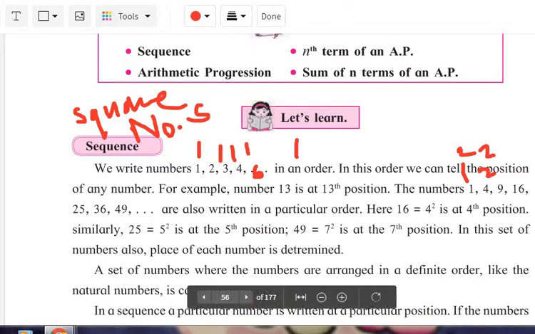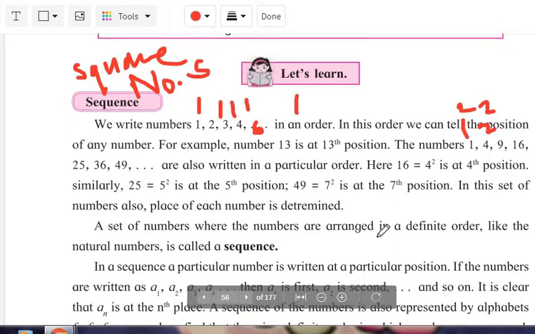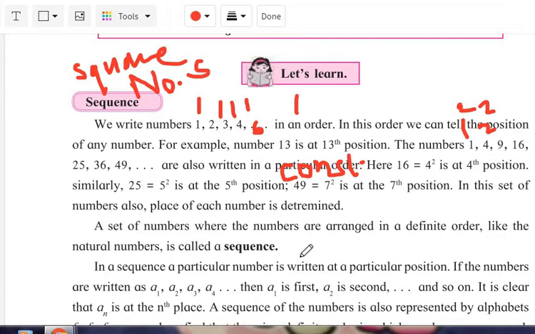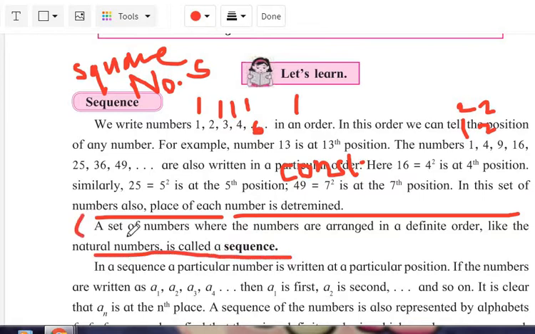Then remember this: a set of numbers where the numbers are arranged in a definite order, meaning arranged in the same order, like the natural numbers, is called a sequence. Why do we say like the natural numbers? Here, the difference between two consecutive terms, consecutive meaning one after another, must be constant. Then and only then can we say that it is a sequence. This is the definition of sequence, remember.